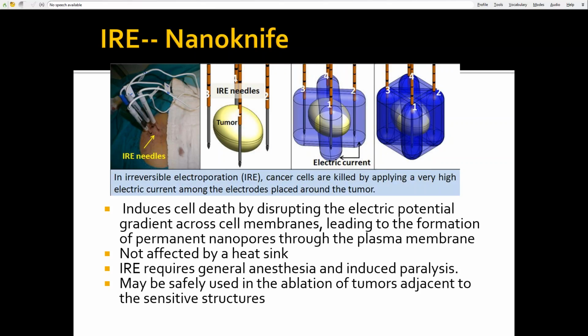So it's not affected by a heat sink effect. Again, this isn't very common, but it is something that's definitely utilized in academic centers. It may gain more favorability in the future.